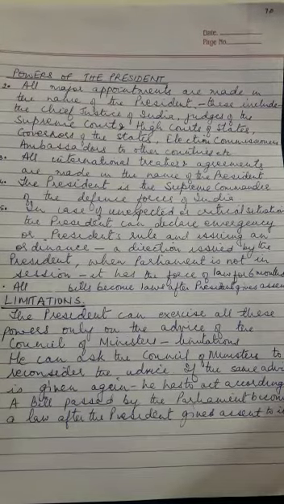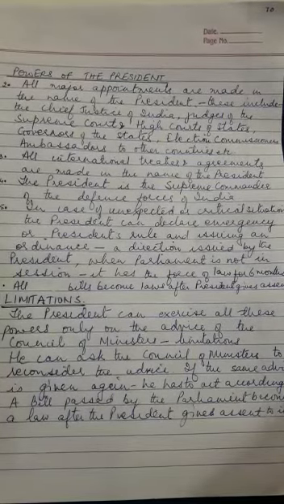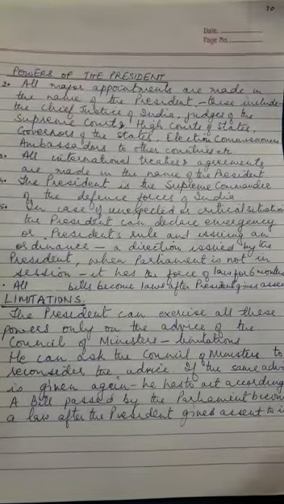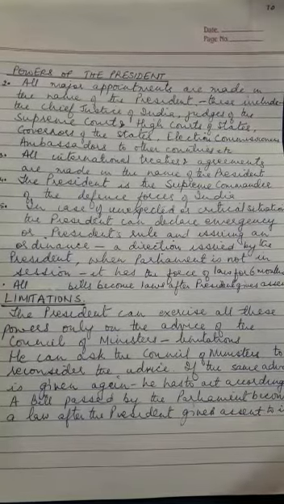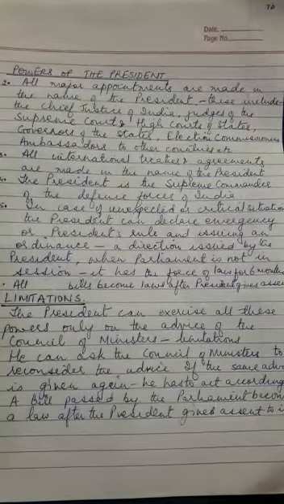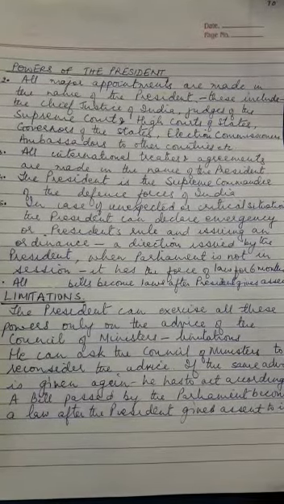And of course, every bill that is passed in both houses, Lok Sabha and Rajya Sabha, must receive the President's assent, and only then will that bill be transformed into a law. So these are the major powers that the President exercises in our country.